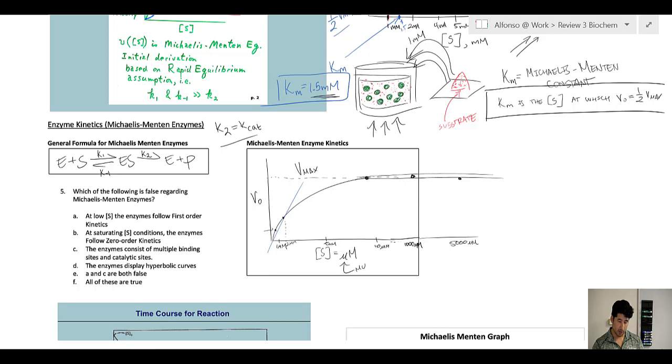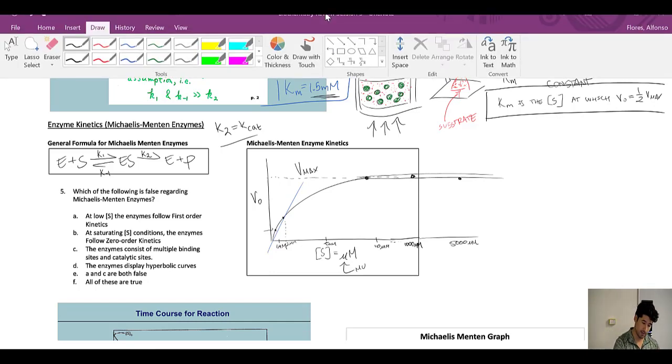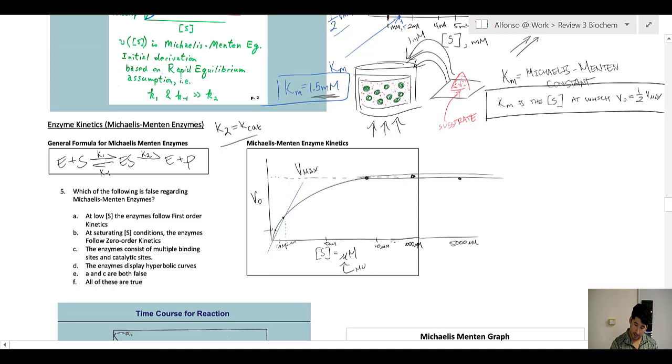But how could you increase the Vmax? Well, the way that you could do that is by increasing the amount of enzymes. If you increase the amount of enzymes, you will in fact increase the velocity. So this right here would be the new Vmax.